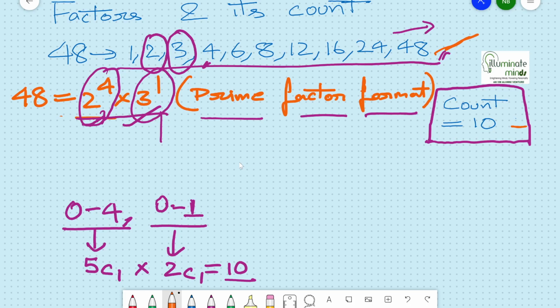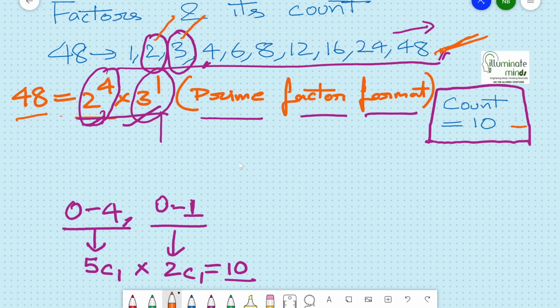But this is not the best possible way. I hope you understand that. We need to find out some mechanism. The other way of doing it is that we will write down number 48 in the prime factor format. How will I write down the number in the prime factor format? First, I need to identify the prime factors of the number 48. So what are prime factors? Prime factors are the factors which are prime. So 2 and 3 are the prime factors of the number 48. In this list of factors, only 2 and 3 are prime.